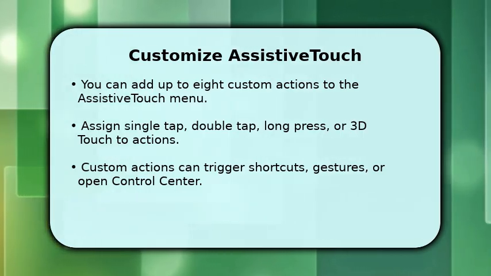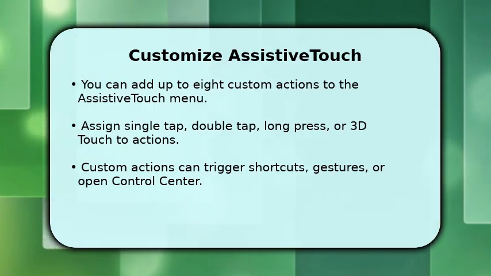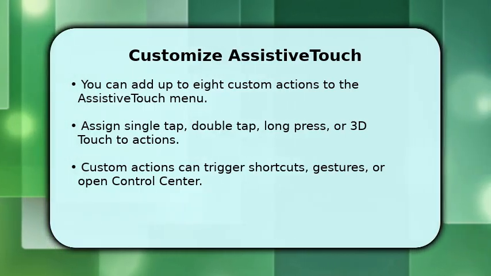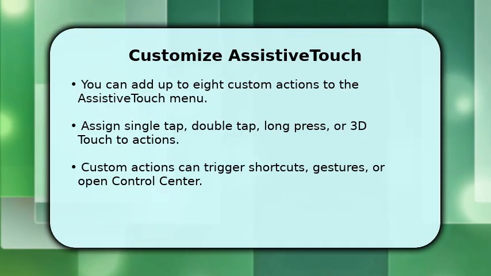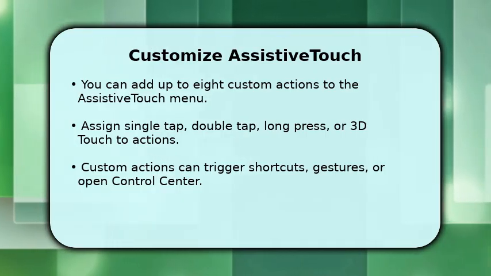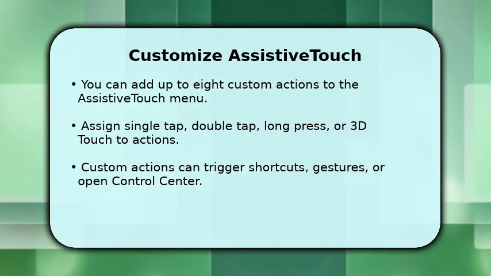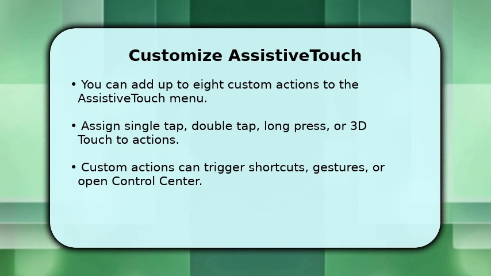Custom actions can trigger shortcuts, gestures, or open Control Center and Notification Center. Replace rarely used items with frequently used functions for faster access. You can also create custom gestures and name them for repeated tasks.